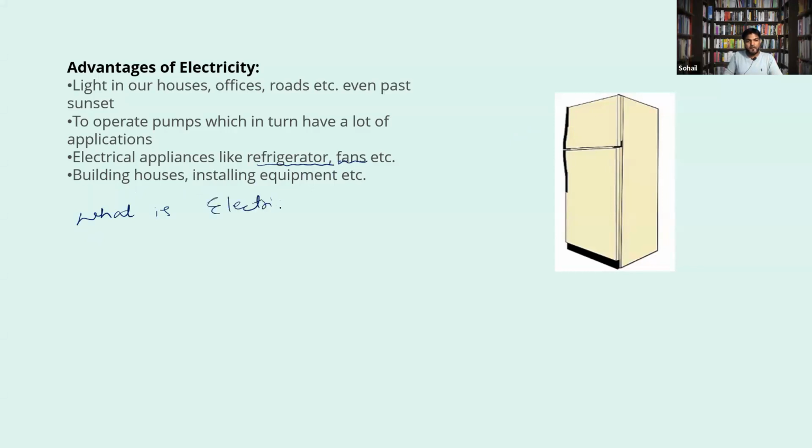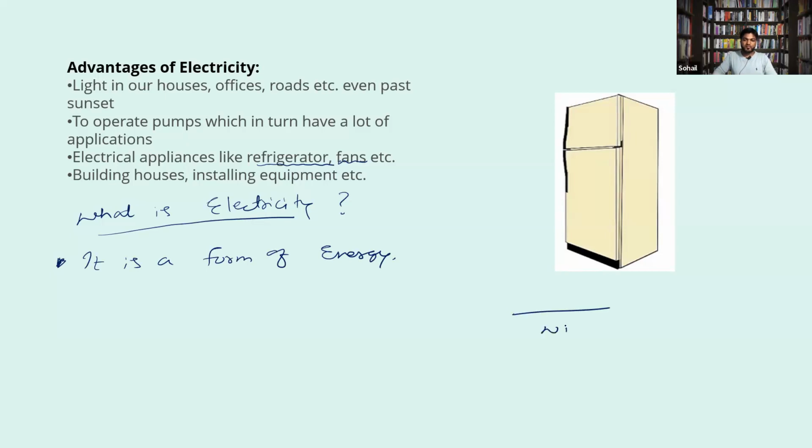Yes, Abu, are you there in the class? It is an energy. Very good. The first point is to say it is a form of energy. The second thing we get to see is where we see it. We see that electricity flows in the wires. Electricity flows in the wires.